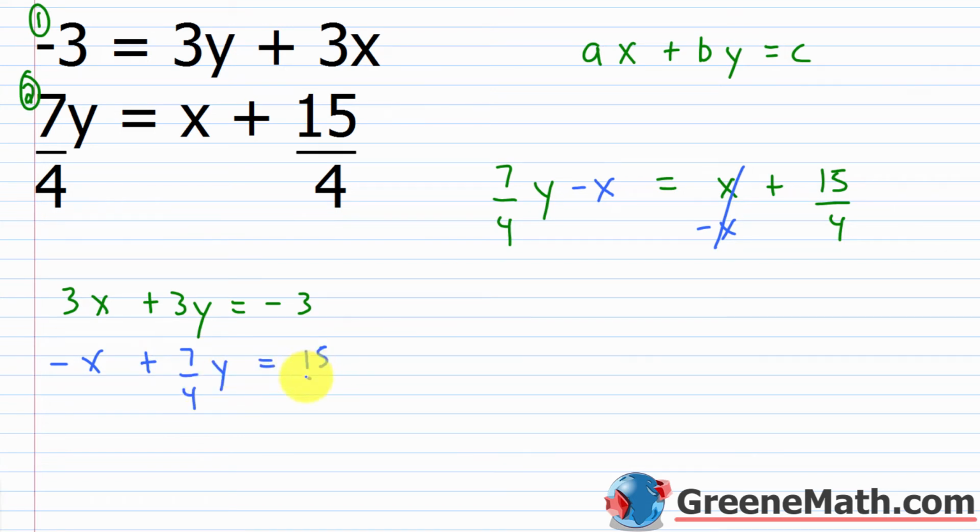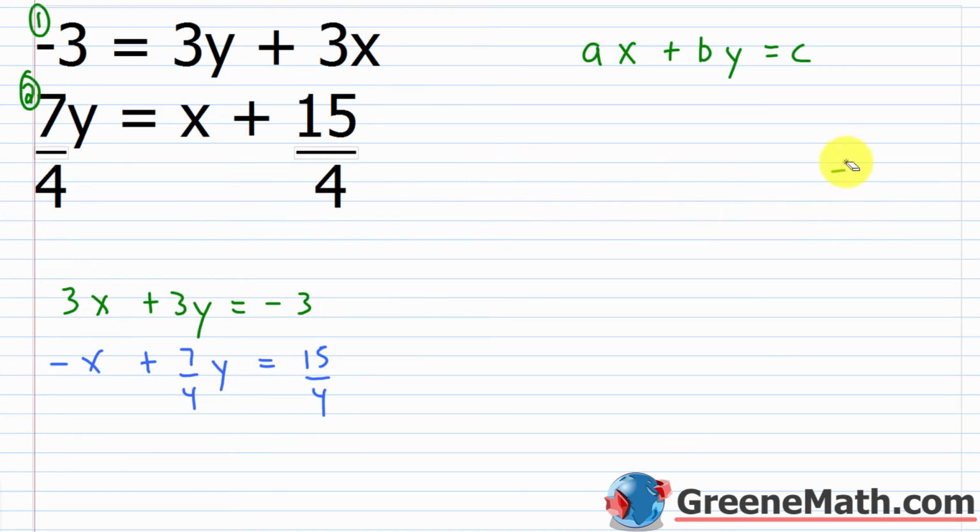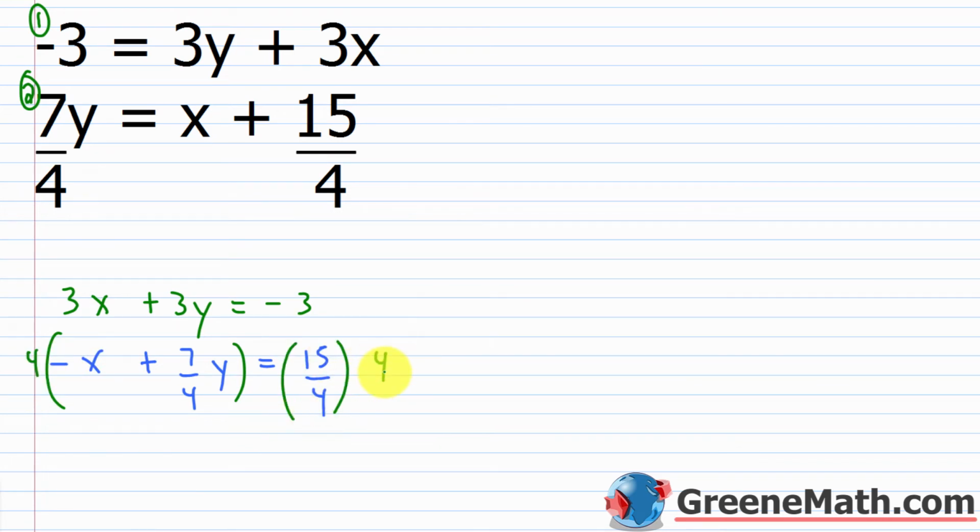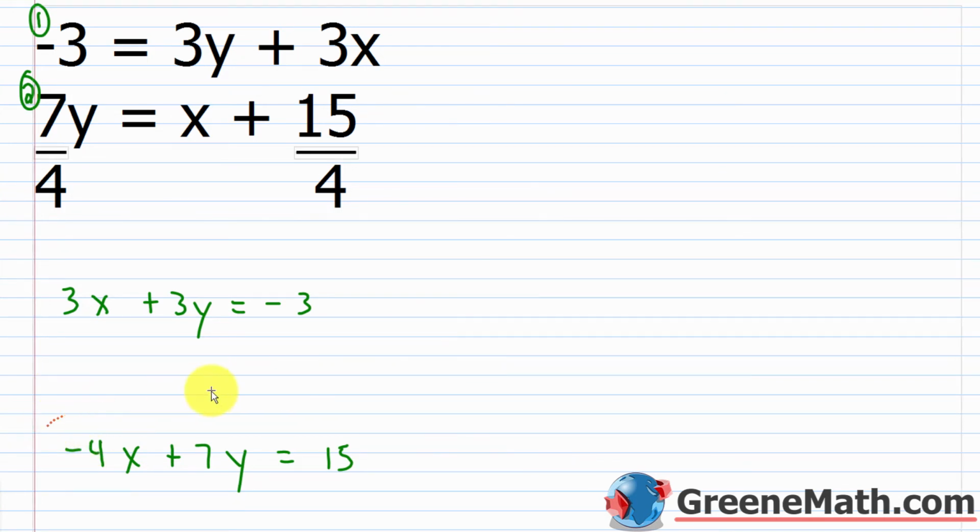Now, it's not necessary to do this, but it's more convenient to work with equations that don't have fractions. So go ahead and do yourself a favor. Multiply both sides of this equation by 4 and get rid of those denominators. So 4 times negative x is negative 4x. 4 times 7/4 is 7. So this would be plus 7y. And this equals 4 times 15/4, which is 15. So let's erase all of this, and we'll drag this up here.